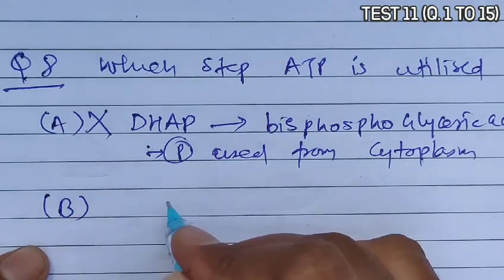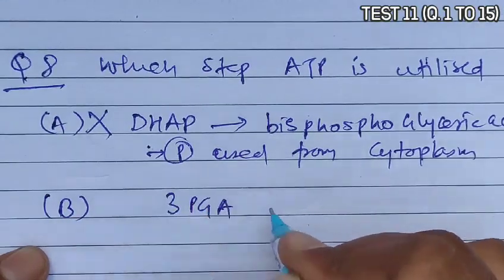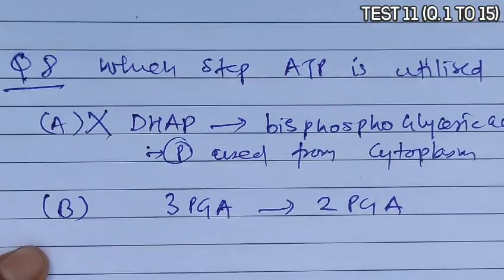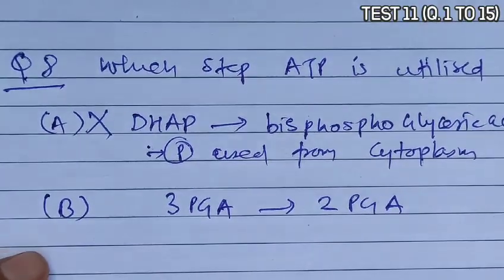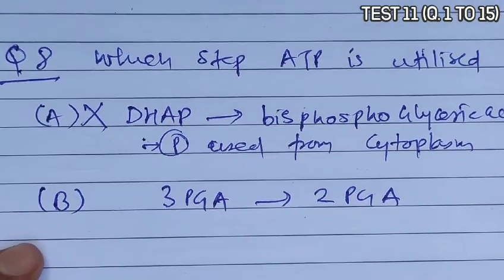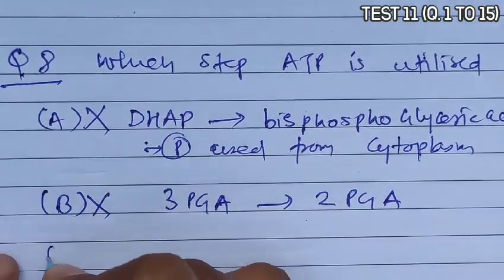B is given as 3-phosphoglyceric acid to 2-phosphoglycerate. Here mutase enzyme works, and mutase enzyme just modify and pick a phosphate from the third carbon and shift to the second carbon. So here also no ATP utilization.